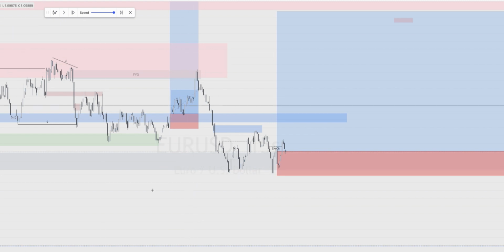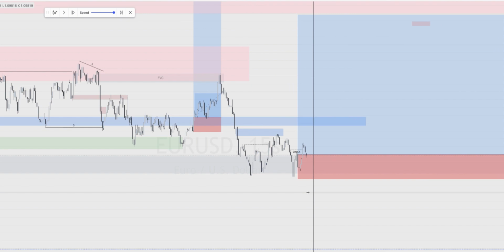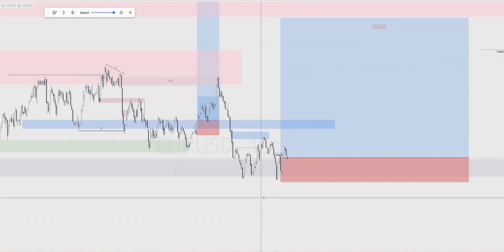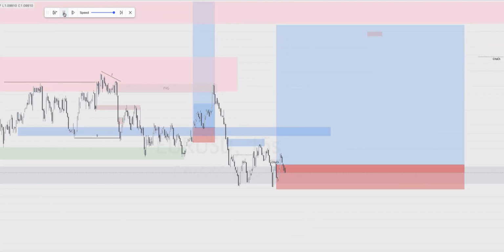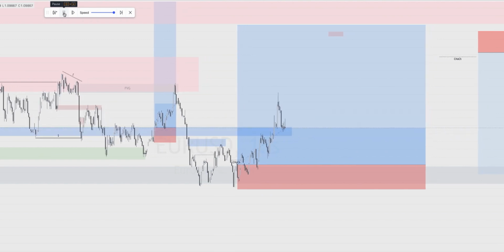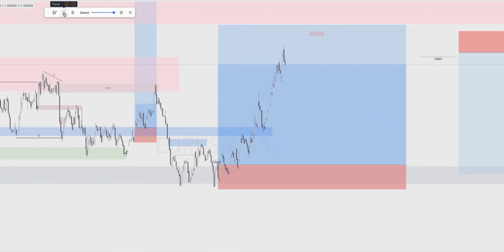This is one of my rules that I need to see. I won't take a buy counter trend unless price has reached some sort of objective, okay? And the objective in this case was that fair value gap, and then price went up, and that was a good trade.